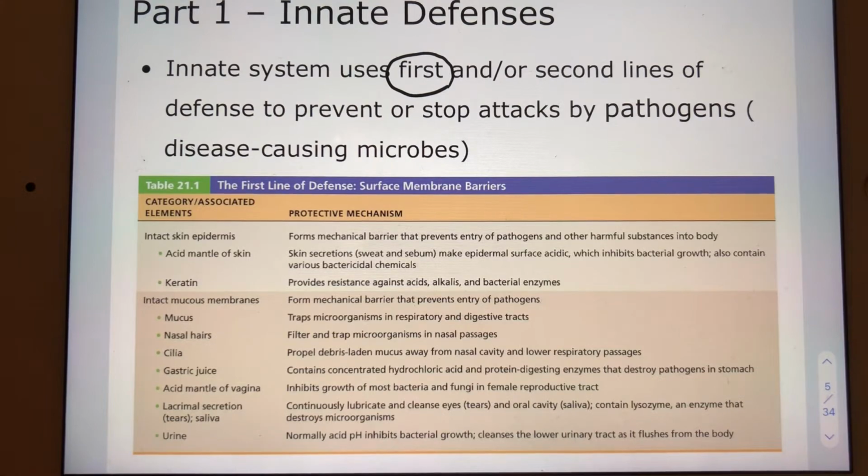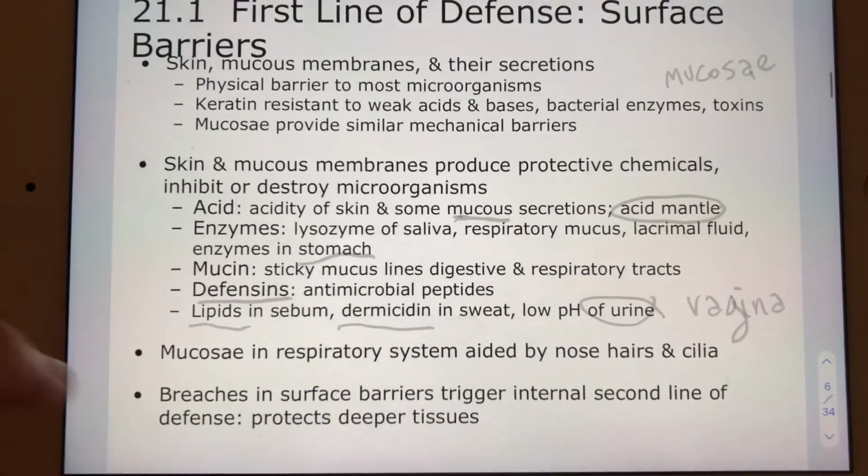I'm now on slide 7, and we have a number of barriers in place, including the sheer number of cells that comprise our skin, the layers and layers of cells, keratin, which helps to waterproof our skin, glycolipids, which help to waterproof our skin, enzymes in saliva, enzymes in respiratory mucus, enzymes in tears, and obviously enzymatic digesters in stomach, right? But also the acidity of the stomach. Mucus itself acts as a trap. Defensins.